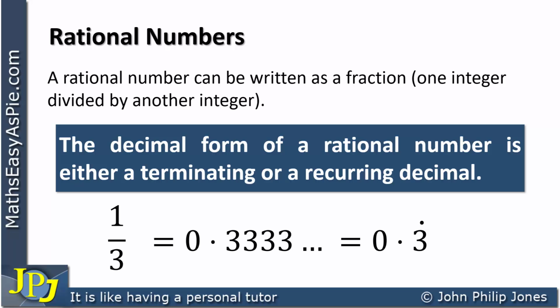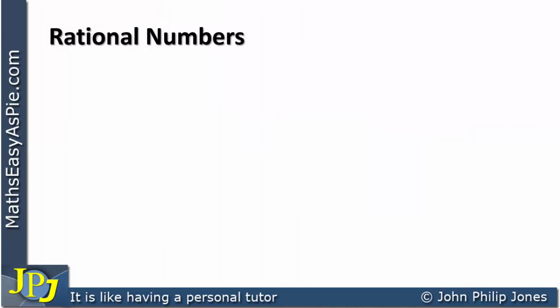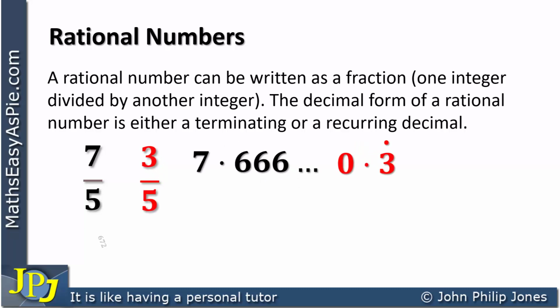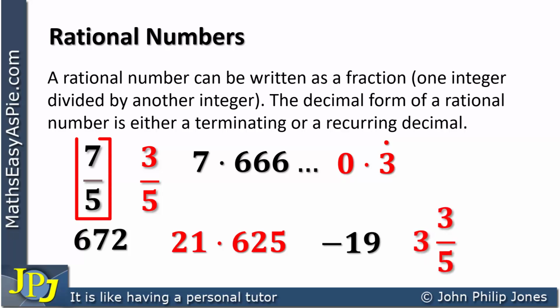Whereas we see with a recurring decimal, the digits go on forever. So we can enhance our description of a rational number as shown on this slide. A rational number can be written as a fraction, one integer divided by another. The decimal form of a rational number is either a terminating or a recurring decimal. So all of the numbers appearing now are all examples of rational numbers. Take 7/5, rational, both integers.